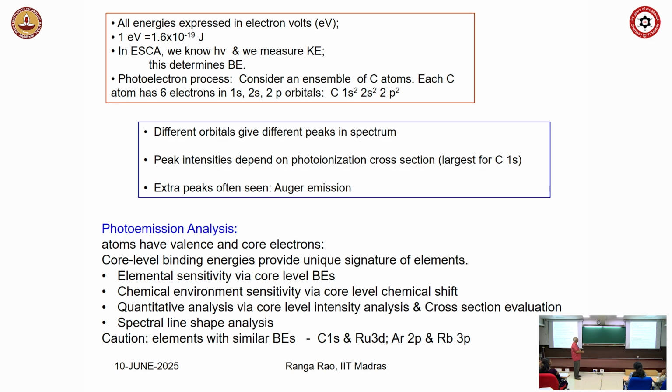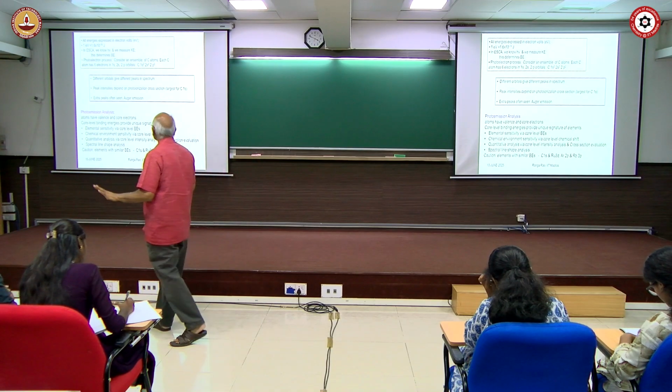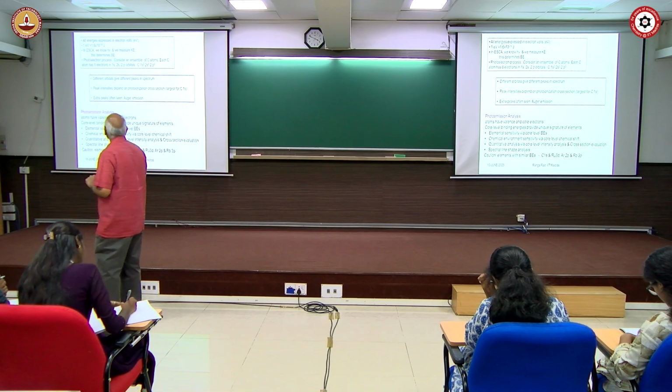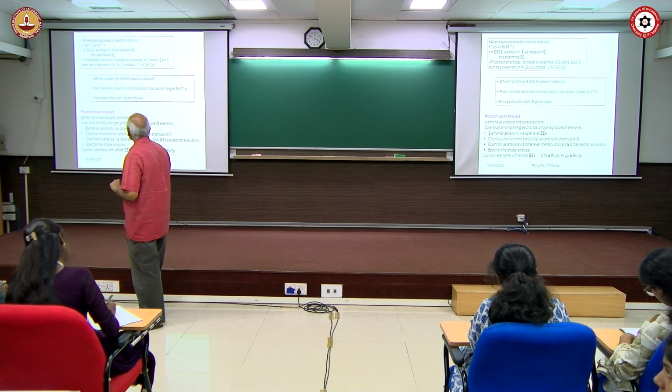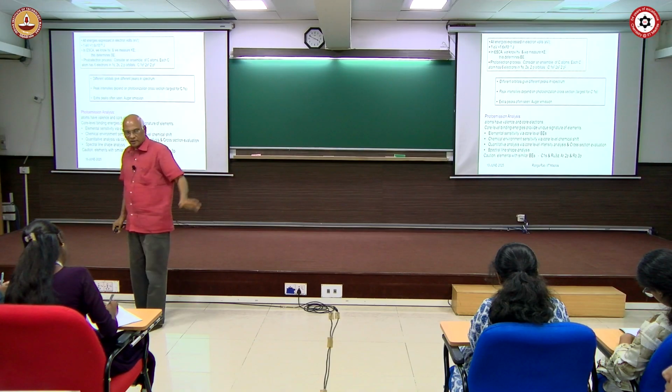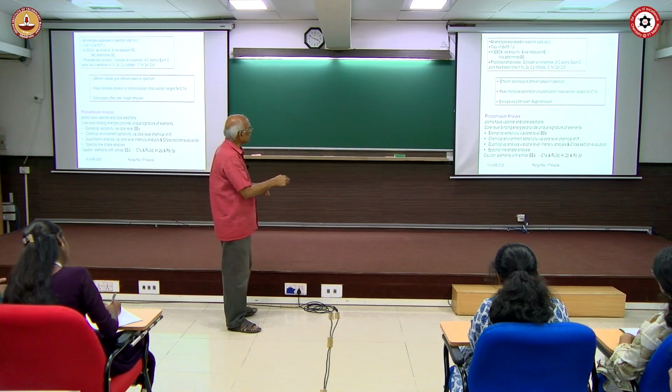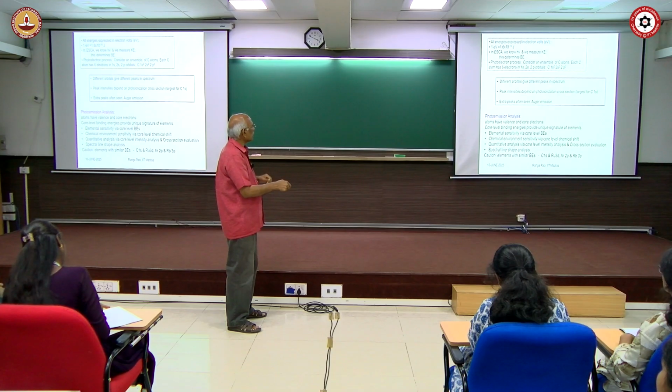So now, all energies in photoelectron spectroscopy are measured in electron volts, unlike in IR where you measure energy in terms of centimeter inverse. But in photoelectron spectroscopy all energies are measured in electron volts. So 1 electron volt equals 1.6 into 10 to the power minus 19 joules. Okay. So you measure the kinetic energy using the analyzer, and then from kinetic energy you can determine binding energy.